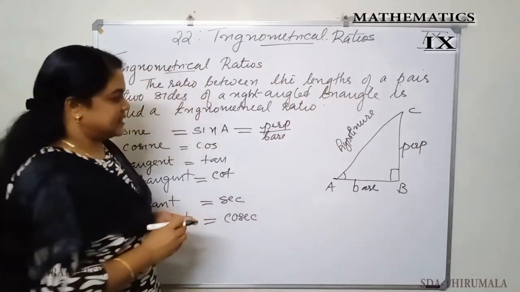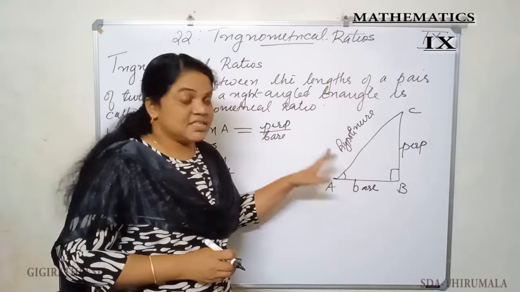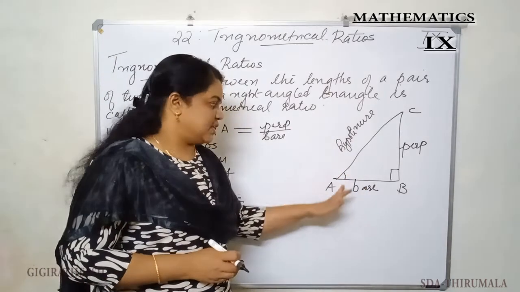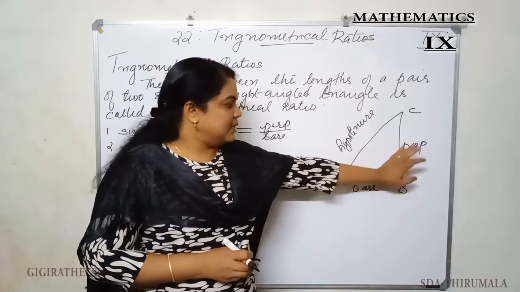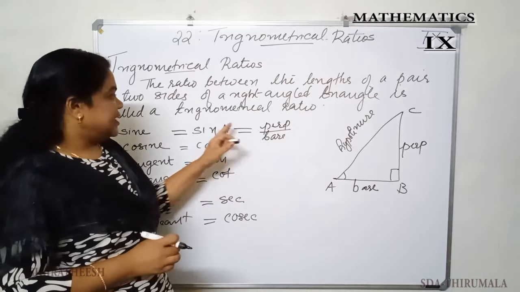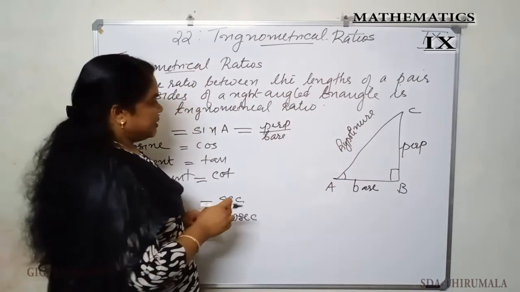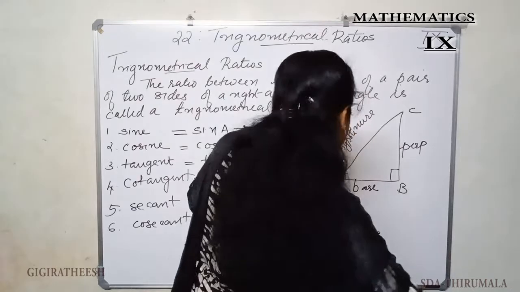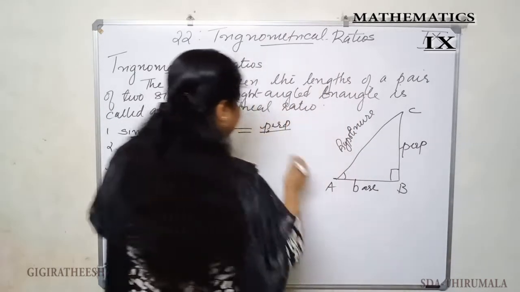Sine A is equal to, this is based on the angle of reference. Here the angle of reference is A, so we can say that sine A, the ratio between the two sides, is equal to perpendicular by hypotenuse. Not base, it is perpendicular by hypotenuse.